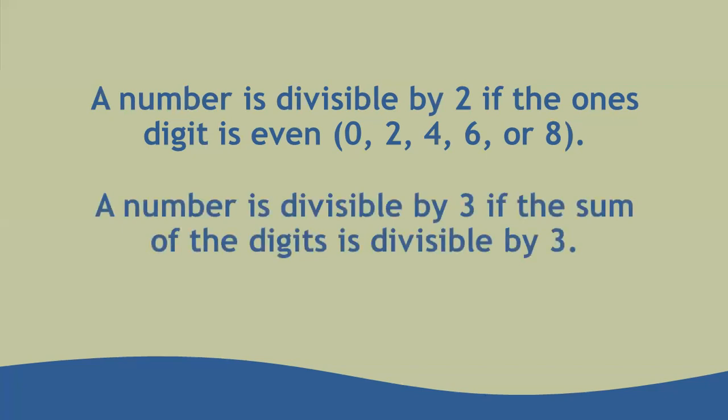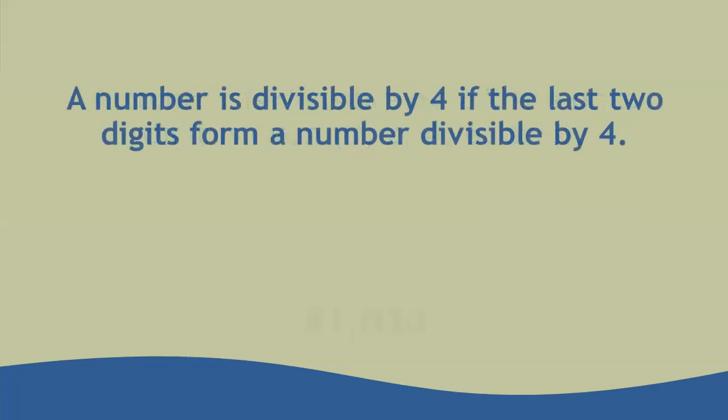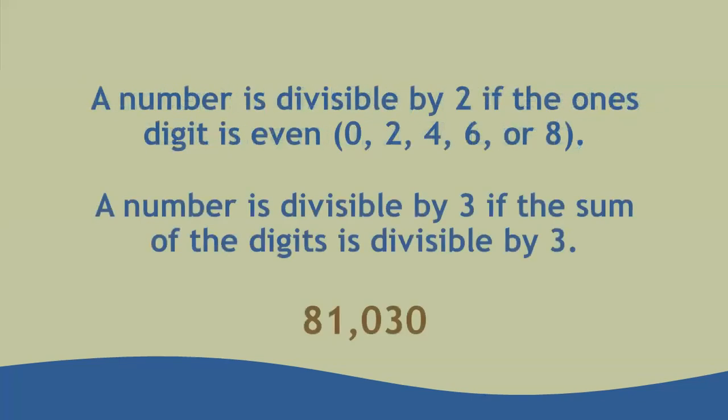Next, it says a number is divisible by 3 if the sum of the digits is divisible by 3. 81,030, you can see that 8 plus 1 is 9, 9 plus 3 is 12. My brain is very tired tonight. 81,030 is divisible by 3 because all the digits add up to 12.